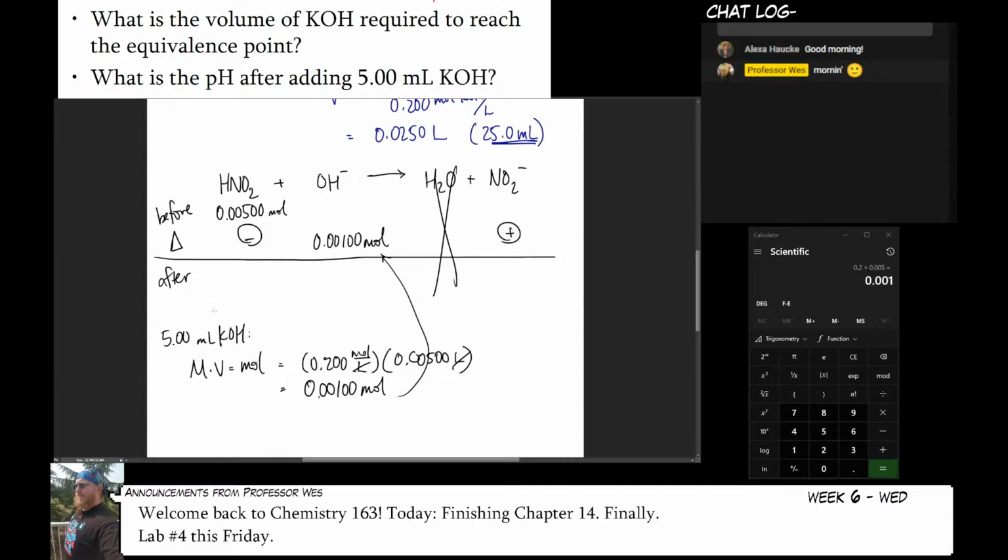So after this reaction is done, we have that much nitrite in the solution. Sorry, nitrous acid. We'll have this much nitrite.